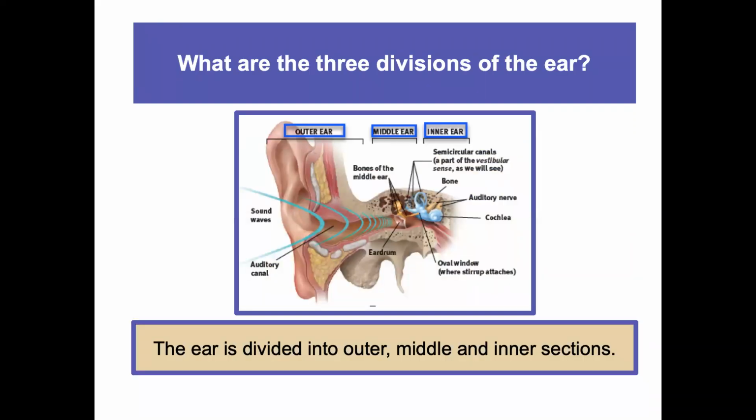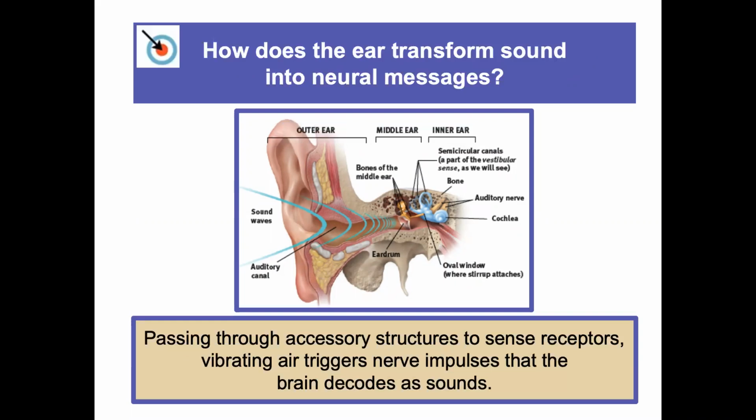So what are the three divisions of the ear? I mentioned them earlier. The outer ear, the middle ear, and the inner ear. So the ear is divided into these three sections. So if we think about sound and how it comes into our ear, this is a really good visual. You can see the blue markings showing the sound waves coming into our ear. They pass through accessory structures to our sensory receptors. The vibrating air triggers nerve impulses that the brain decodes as sounds.